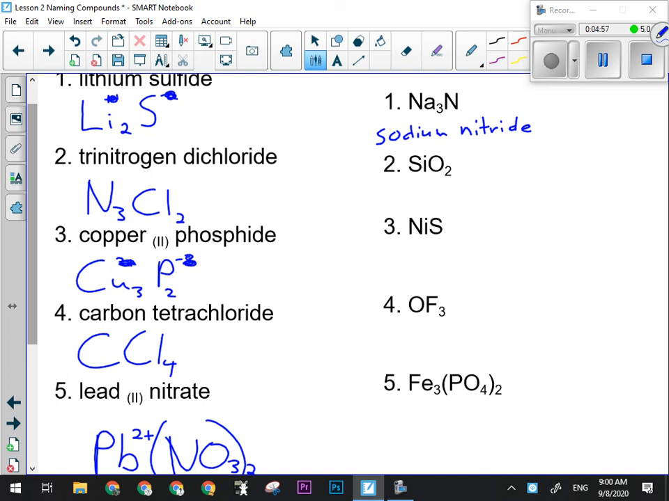Question number 2, I've got silicon and oxygen. Is this ionic or molecular? So what will I need? I'll need prefixes. Do I need one on silicon?